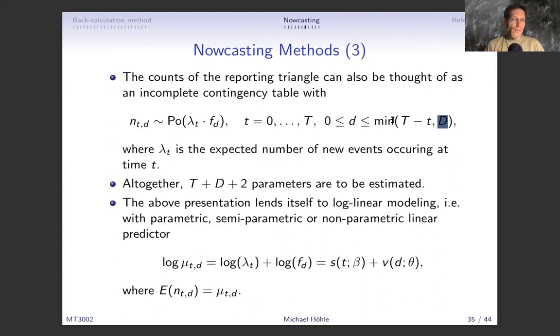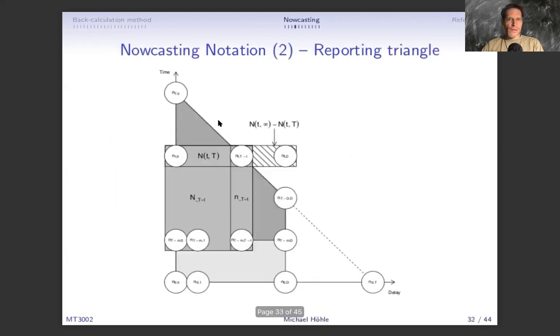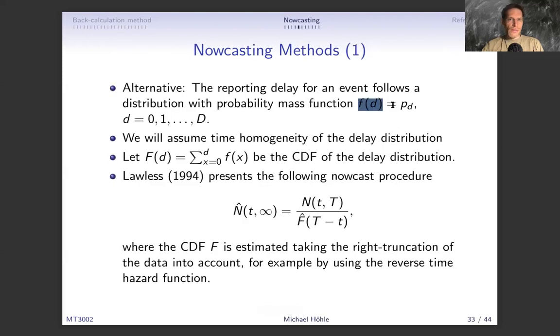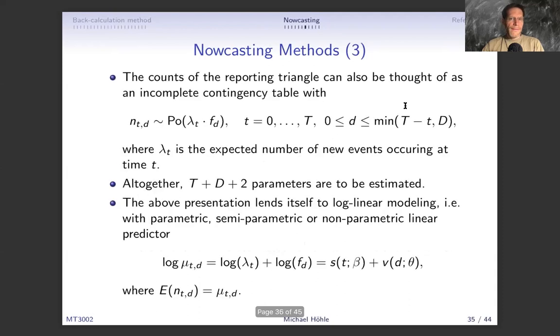Lambda of t will be the expected number of new events occurring at time t, which will be of interest, and f_d will be our reporting delay distribution as we defined it here. So maybe I should write f_d here instead to make it clearer. So this one here should be a small f. Okay.